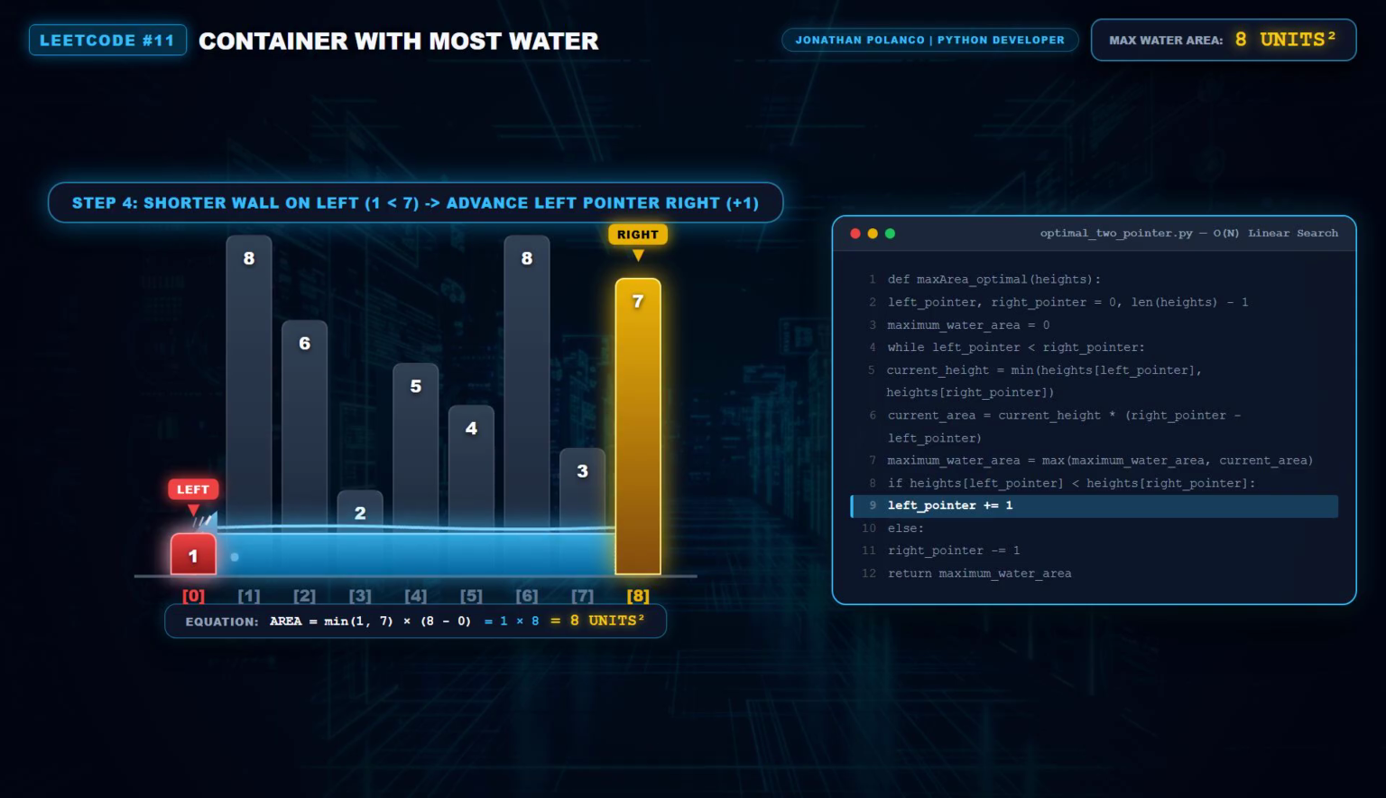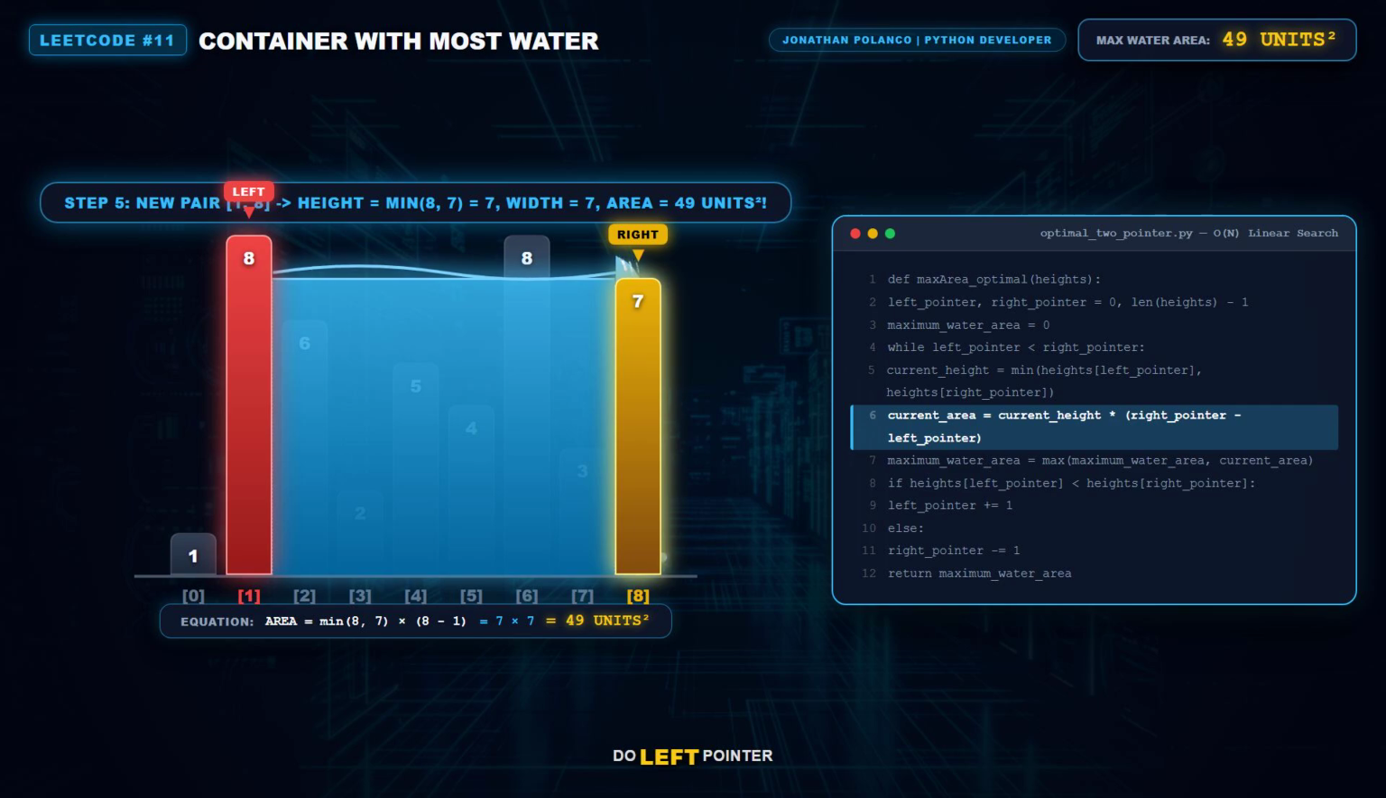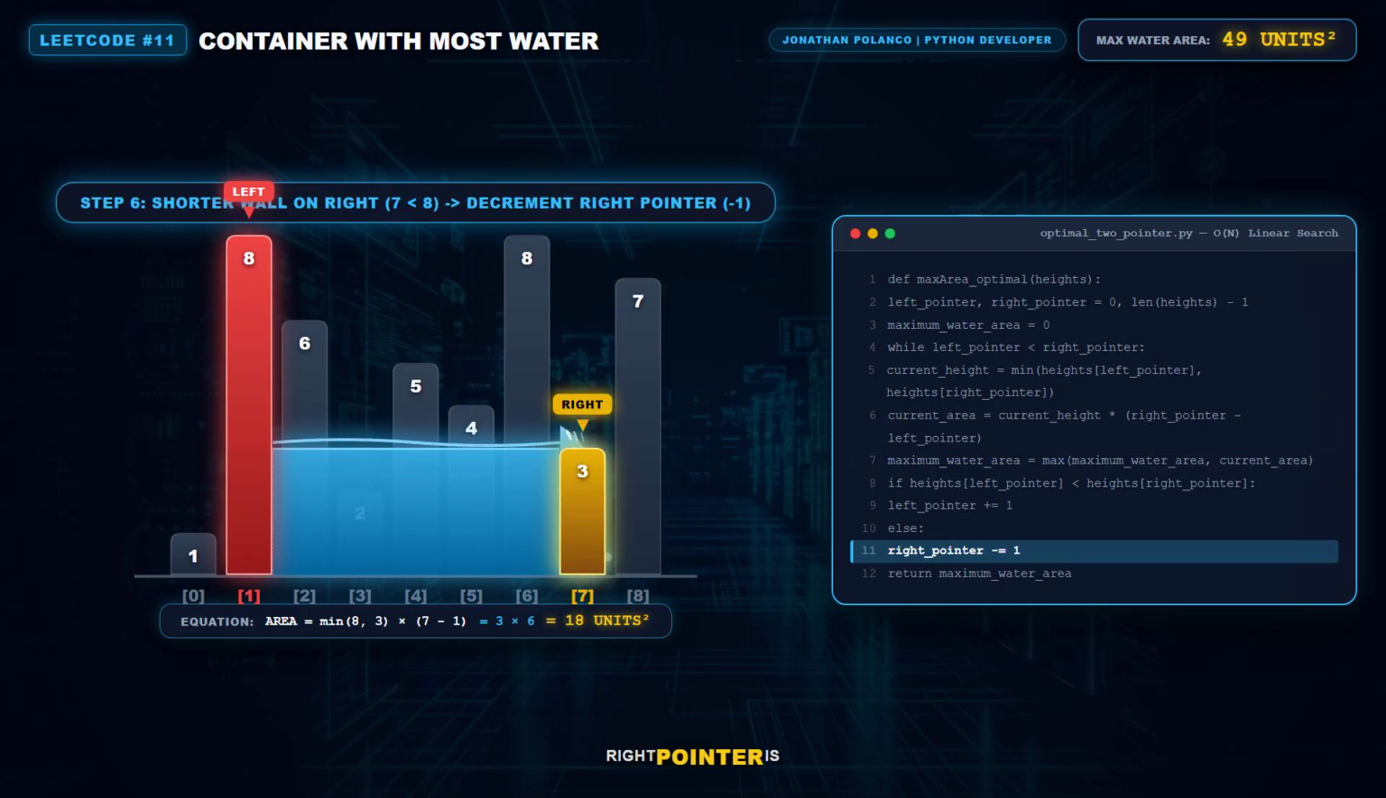Then for the pointer shift, we have if heights[left pointer] is less than heights[right pointer], we do left pointer plus equals 1, or else right pointer minus equals 1. This is so that we increment left if the left pointer is smaller, or we decrement right if the right pointer is smaller. Then we return max area after one clean O(n) linear pass. We don't need to run the code over and over, just one simple time.